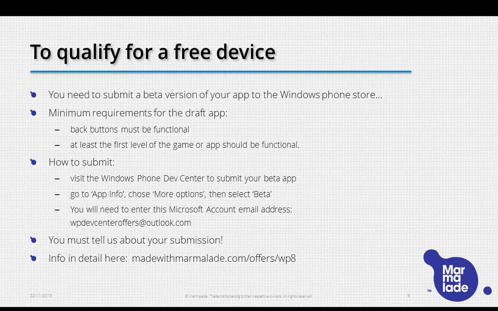Once again, all the information on this is on the offers/WP8 page on the website. But basically, you need to go and sign up for the store, which is a separate process, which there's a link to, and then set up a store item as a beta app, as described here, and then submit your draft app. The app has to be built with Marmalade, and the Windows Store guys will be able to check that it's actually a Marmalade app.